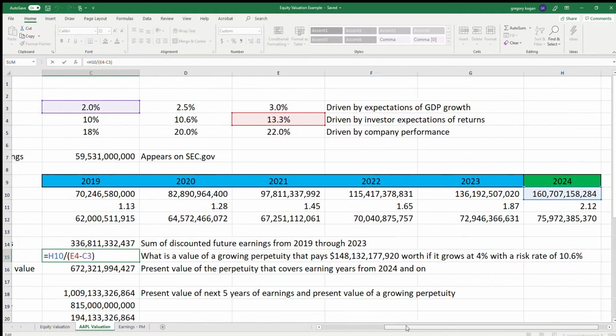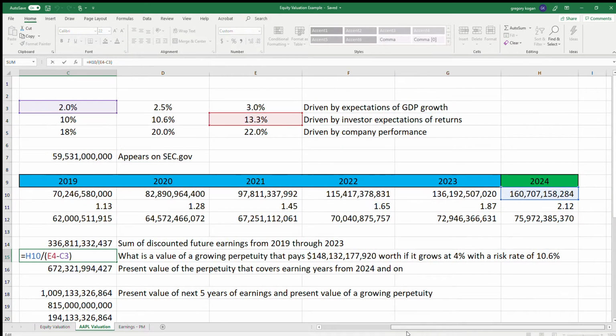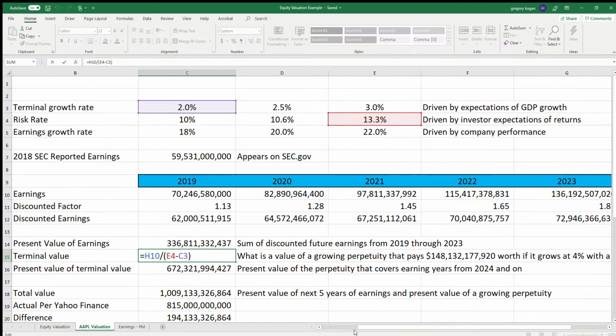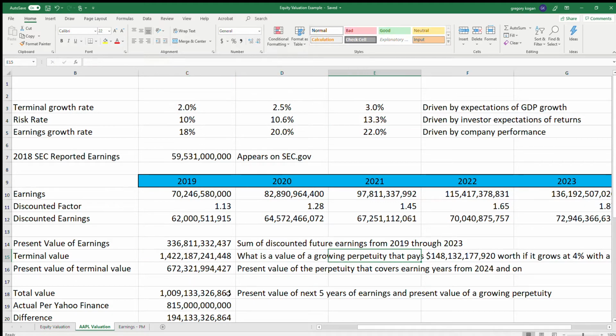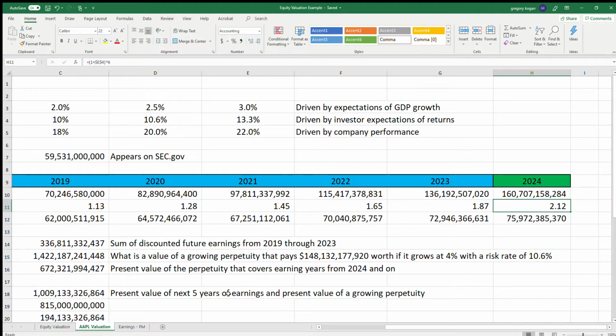Now the terminal value is something where we say, hey, we're not going to keep doing this for like the next 100 years, so we're just going to look at earnings in year 6, and we're going to say that's going to be a growing perpetuity, right? A growing perpetuity. It's kind of like, say you won the lottery and you're going to just keep getting payments of 160 million, but it's growing at a certain rate, right?